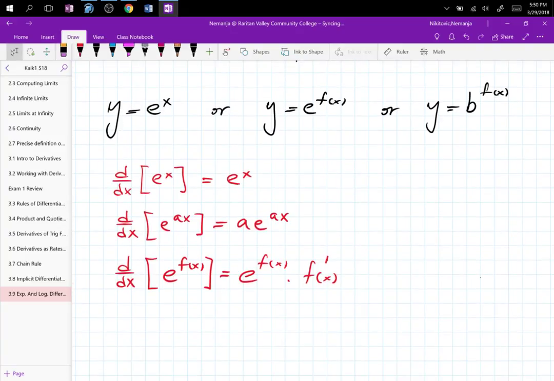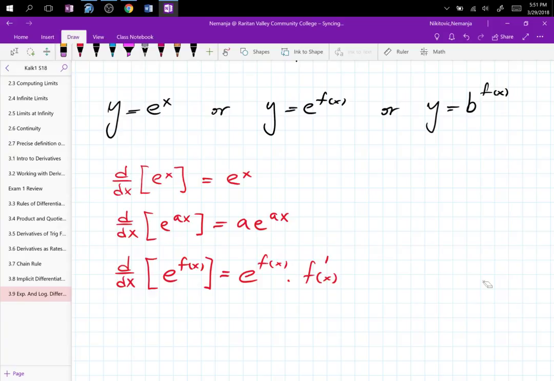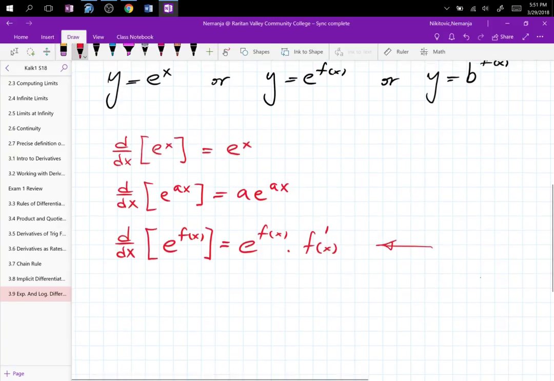And clearly the one on the bottom is the most general one because it contains all of the formulas above. For instance, if your f of x is equal to x, then the whole thing collapses to the first line. And you can see that because f prime would be just 1, and you will just have e to the x. So it's good, right? All of these formulas hold, where this one is the most general case so far.